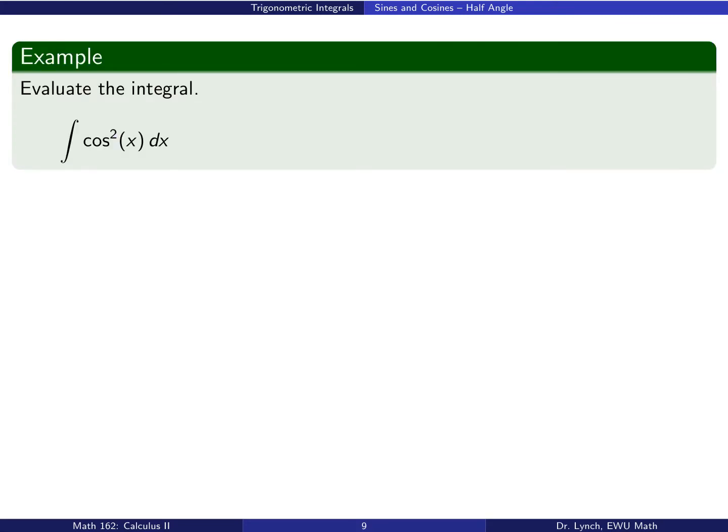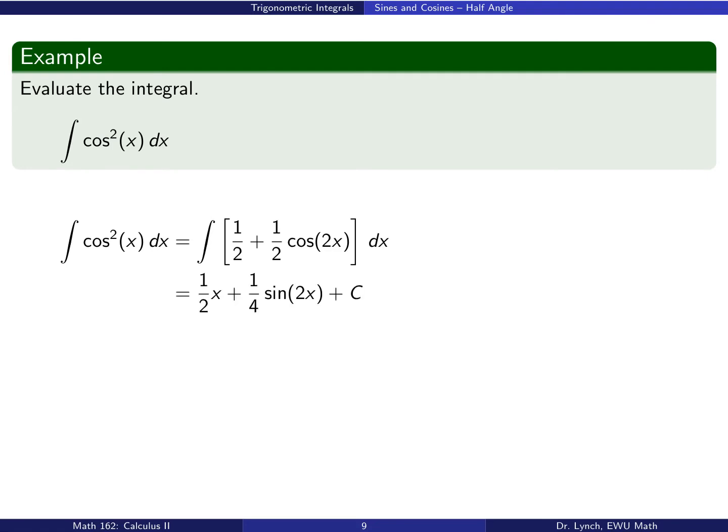So let's go ahead and evaluate the integral of cosine squared. We don't have an odd power to peel, so half angle, expressing cosine squared as 1/2 plus 1/2 cosine of 2x dx. Now this first term has a quick antiderivative, and the second term does too, as long as you can make the substitution for the factor of 2x in the argument of the cosine. So here's that antiderivative, 1/2 x plus 1/4 sine of 2x plus an arbitrary constant.